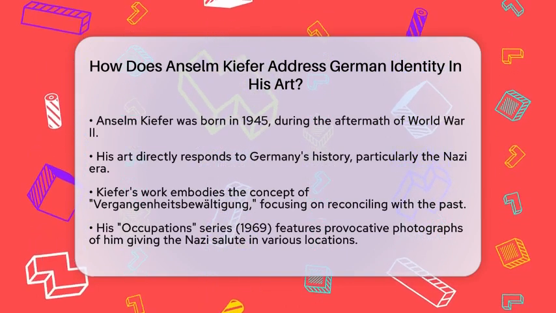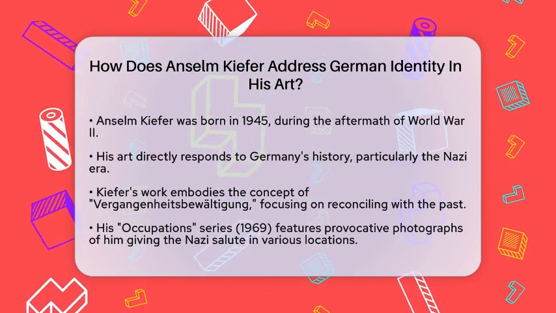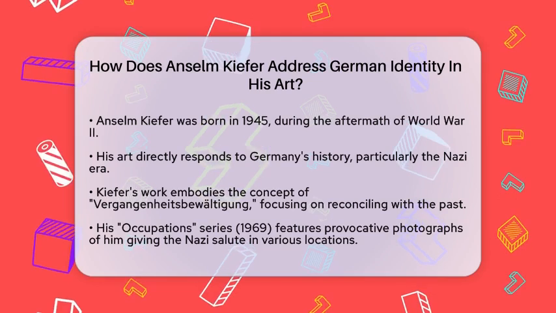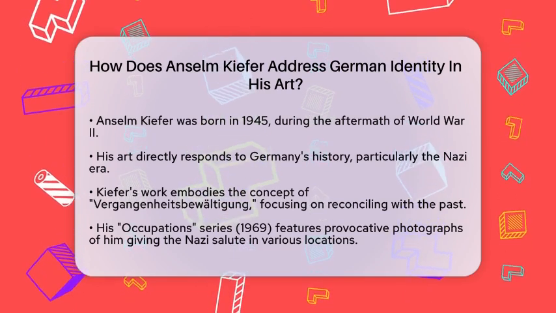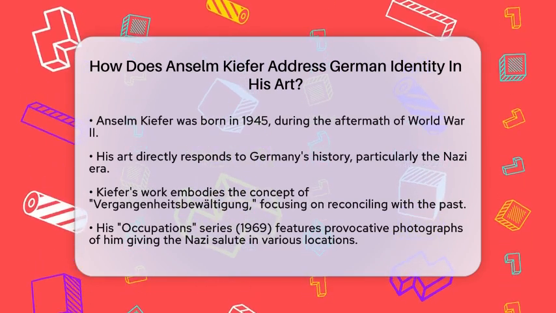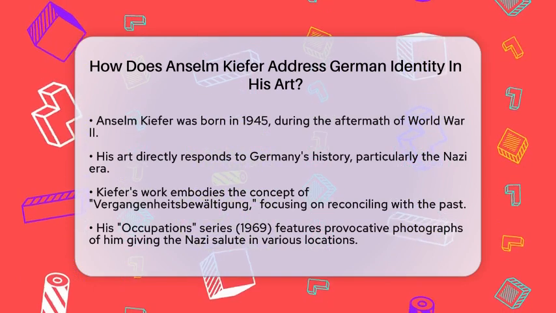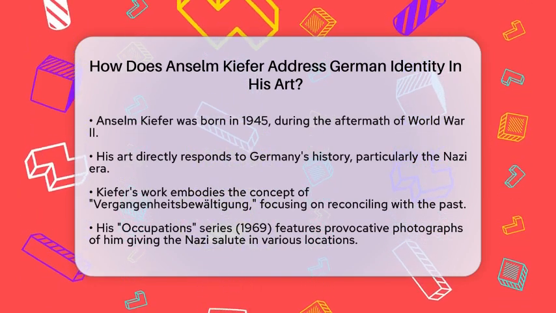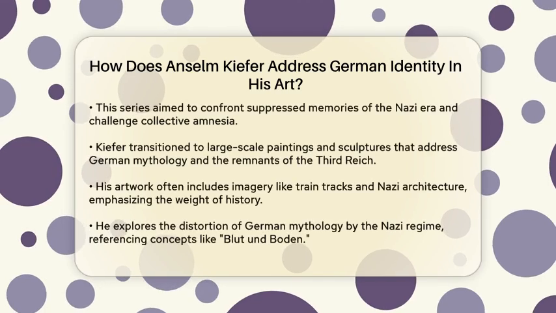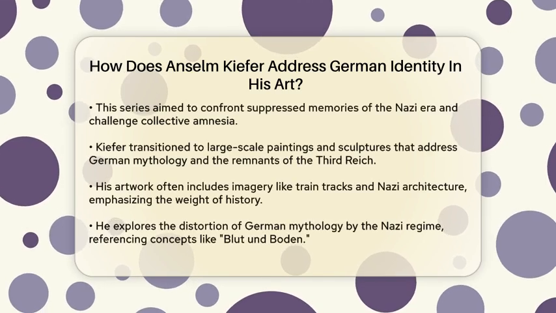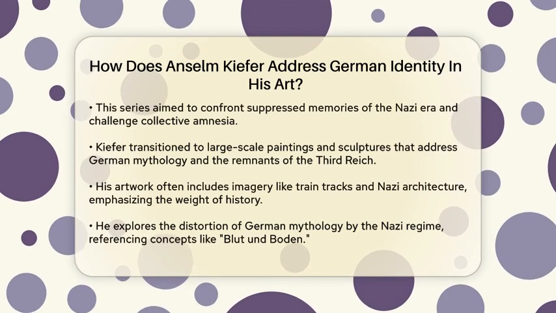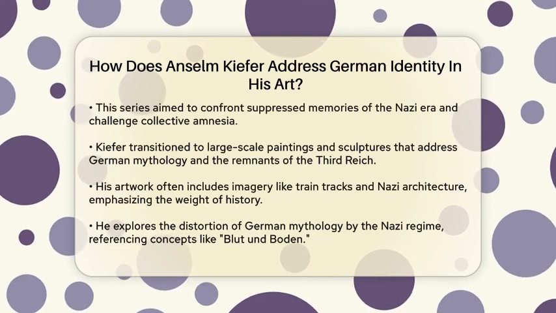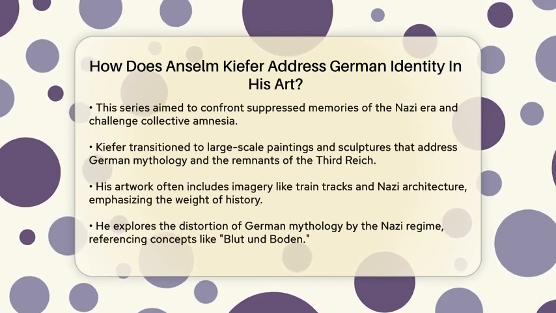One of Kiefer's earliest and most provocative works is the Occupation series from 1969. In these photographs, Kiefer is seen giving the Nazi salute in various locations around Germany. This was not just a shocking gesture, but a deliberate attempt to confront the suppressed memories of the Nazi era. By doing this, Kiefer forced Germans to face the dark aspects of their recent history that many were trying to forget.